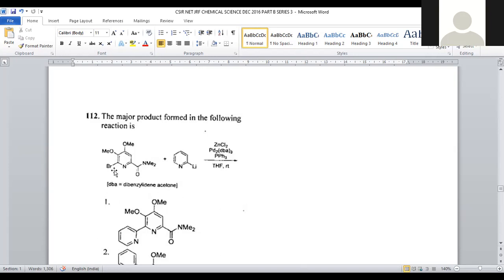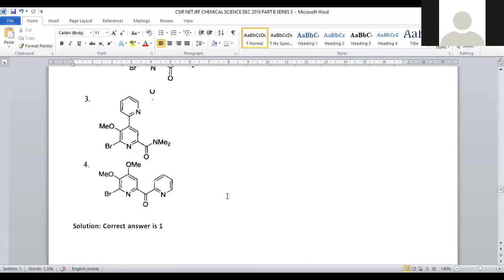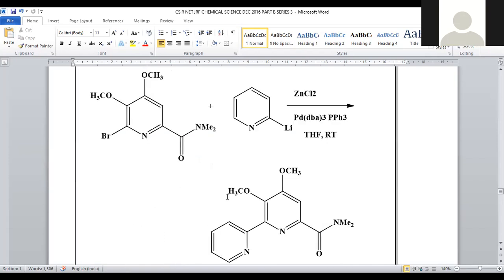So that bromo is replaced with the pyridine ring, LiBr will be discarded, in the presence of zinc chloride, palladium, DBA taken thrice, PPh3. Very simple nucleophilic substitution reaction, right? Let us see the mechanism for this reaction.